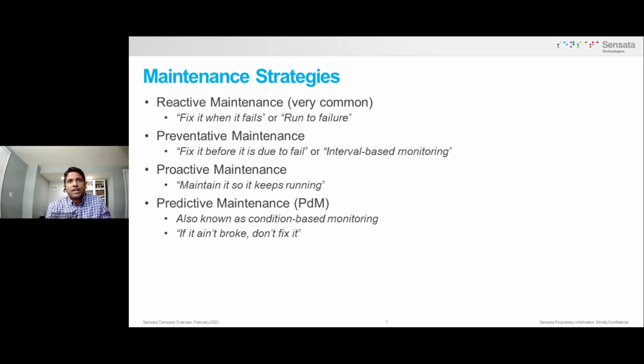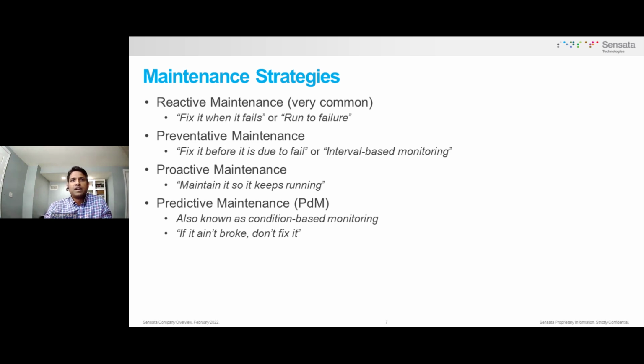The third type of maintenance strategy is called proactive maintenance, also known as maintain it so it keeps running. The idea here is to do everything to reduce the likelihood of failure, including operating the equipment properly and conducting routine proactive maintenance tasks such as cleaning and proper lubrication. The advantage of doing this is eliminating most of the root causes that may cause equipment failure and extending the life of the equipment. But the problem is it takes the support of management to give time to perform the tasks needed instead of just performing the reactive tasks.